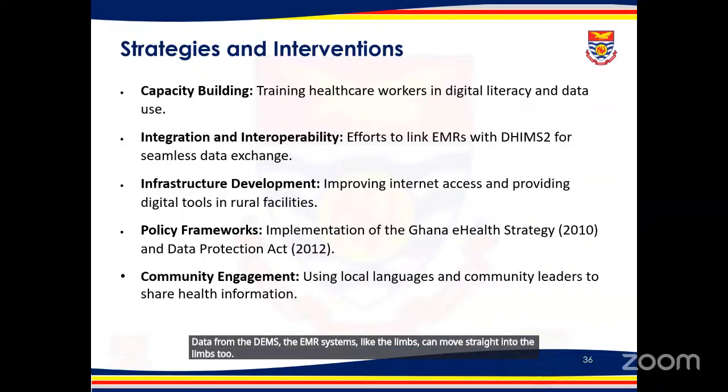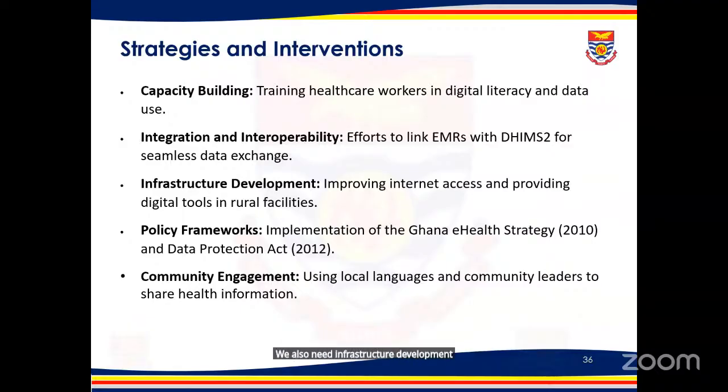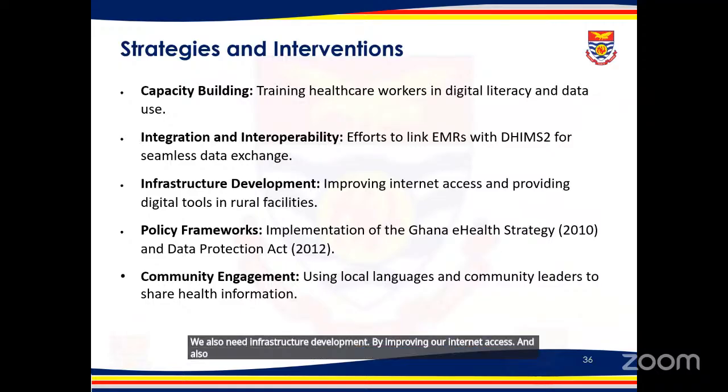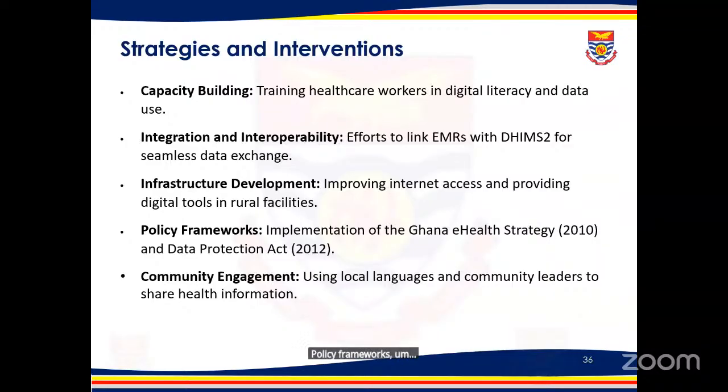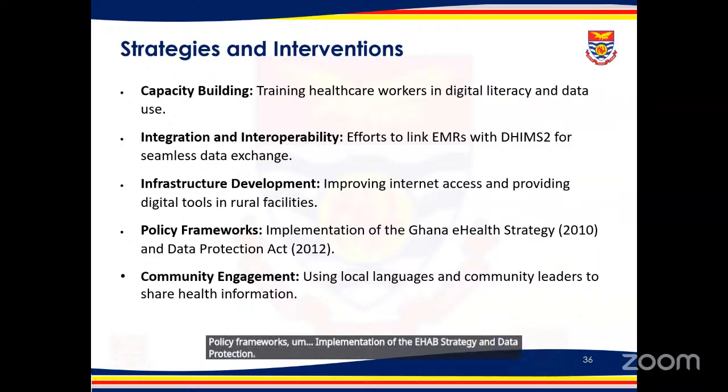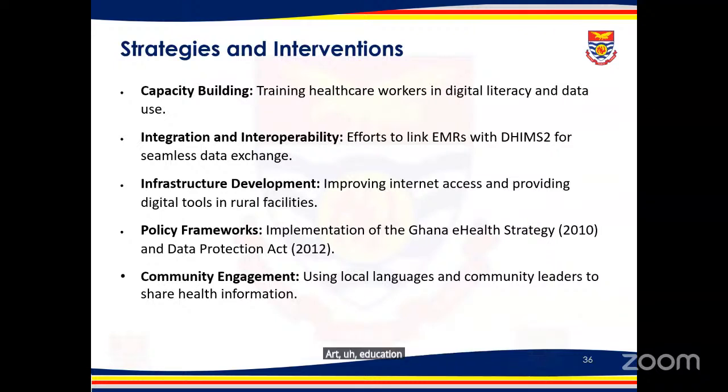We also need infrastructure development by improving our internet access and also providing digital tools in rural facilities. Policy frameworks, implementation of the e-health strategy and data protection acts.